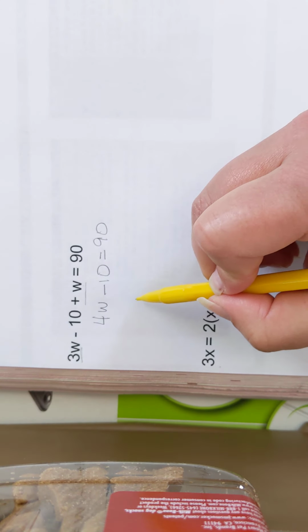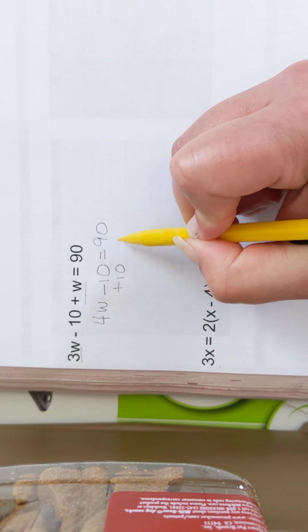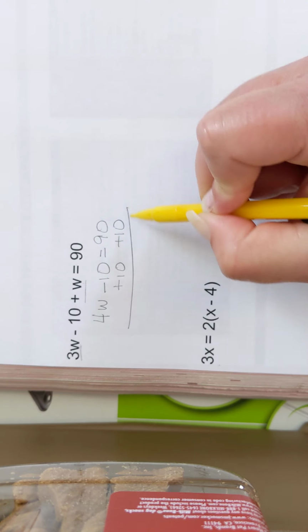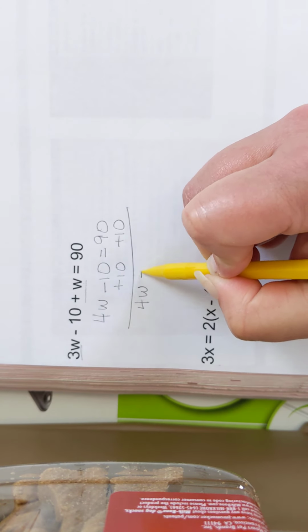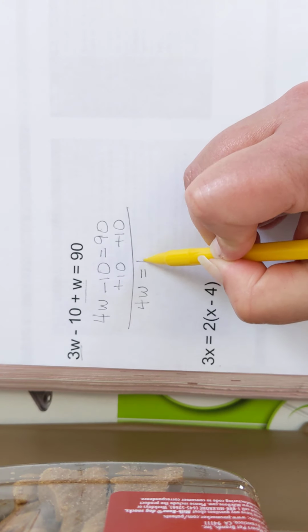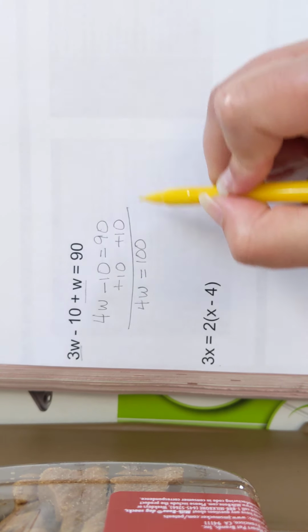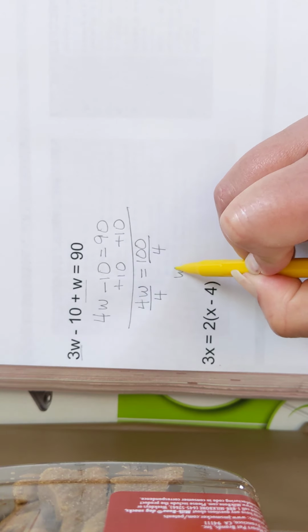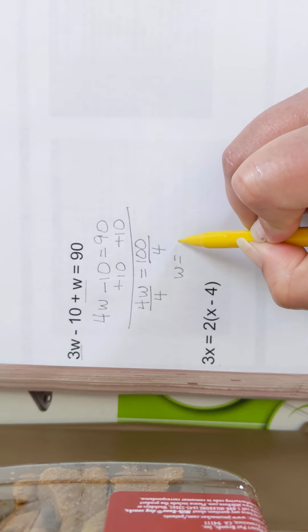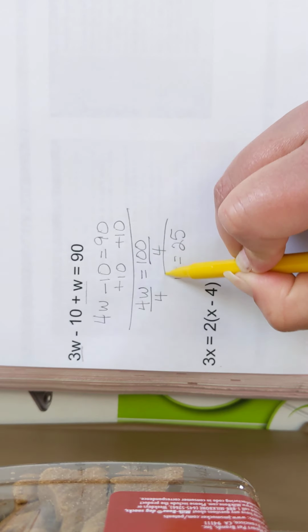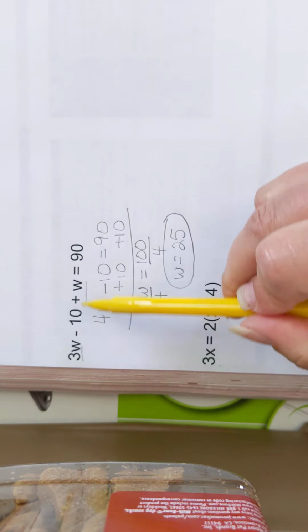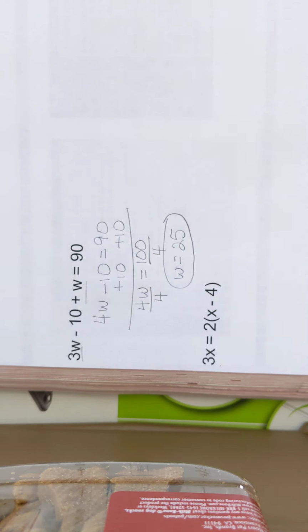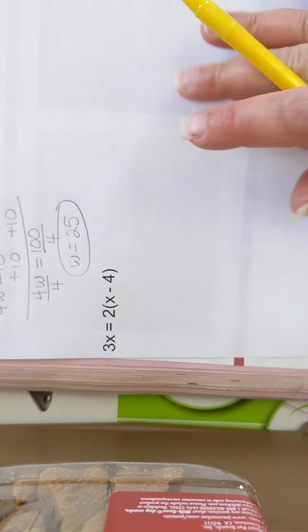Now let's get the w's by themselves. So add 10, add 10. I get 4w equals 90 plus 10 is 100. To solve for w, divide by 4, divide by 4. That gives me w equals 100 divided by 4 is 25. So the only new part here is being able to combine these like terms before I try to isolate the variable on one side.